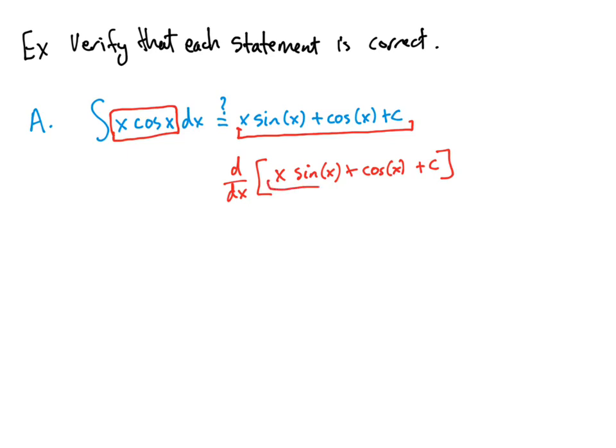So first I have a product here, so we're going to use the product rule. The derivative of x is 1 times sine of x plus x times the derivative of sine of x, which is cosine of x.